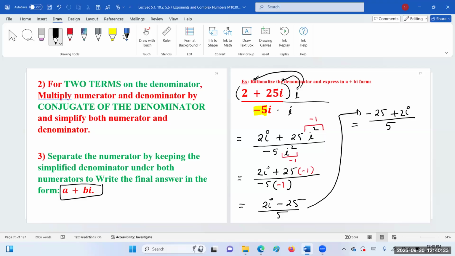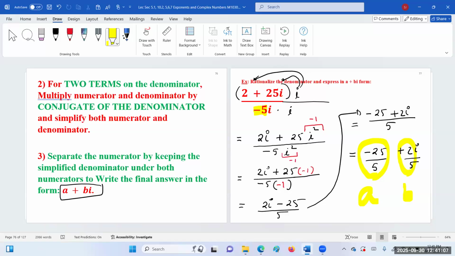So they said, well, we're not happy, separate us. So we write both numerators, -25 and +2i. We separate them, and under each one of them, we put the same denominator. And now we are happy because this thing here is A, and this thing here is B. They want specifically to see the real numbers A and B.